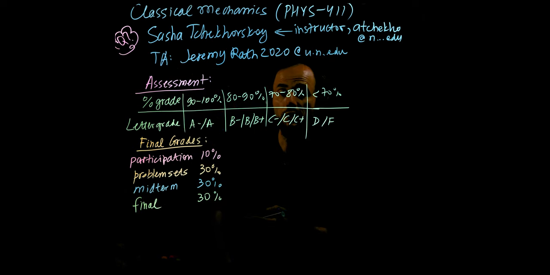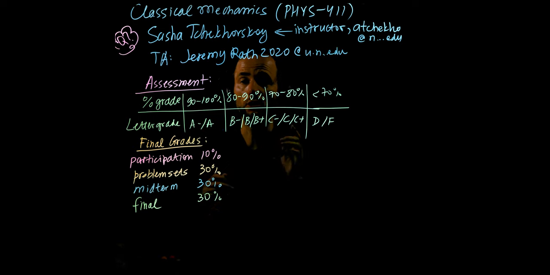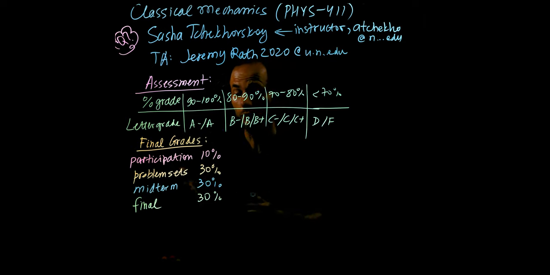So the breakdown here is as follows. Participation credit gives you up to 10% of the percent grade. This actually is going to be a very important part because most of you will do just fine, and so those 10% might be the difference between maybe a B and an A. So take that seriously. Problem sets count for 30% of your grade. Midterm amounts to 30, just as the final exam.